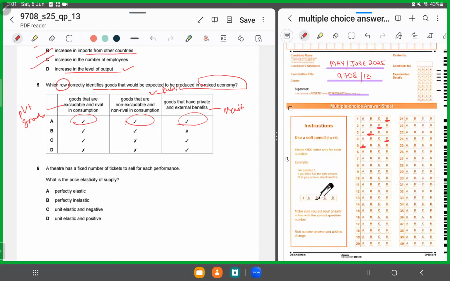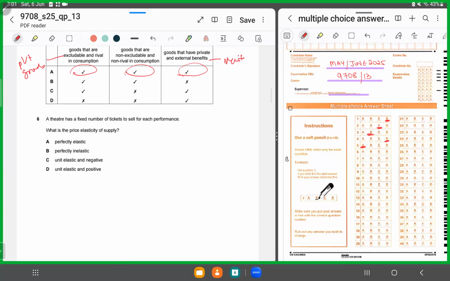Moving forward, MCQ number 6. MCQ number 6 says a theatre has a fixed number of tickets to sell for each performance. What is the price elasticity of supply? So now when it has got a fixed number of tickets, so that means the price elasticity is perfectly inelastic. PES has to be 0.